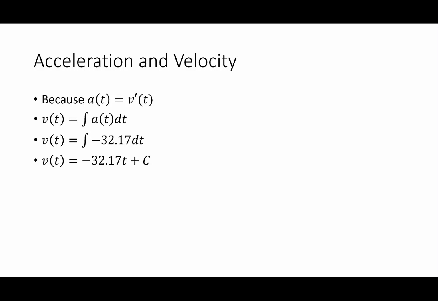When we discussed derivatives, we found that the derivative of velocity is acceleration. That means if we integrate the acceleration, we'll find the velocity function. We can write that as v of t is equal to the integral of negative 32.17 dt. That integrates to negative 32.17t plus c.